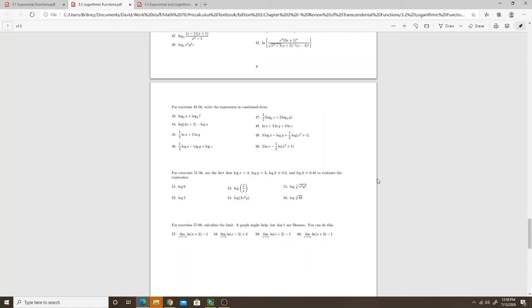53 is log of 2 over x. And we're supposed to use the fact that log of x is 2. And so we're told that log of x is 2, log of y is 3, log of 2 is about 0.3, and log of 3 is about 0.48.